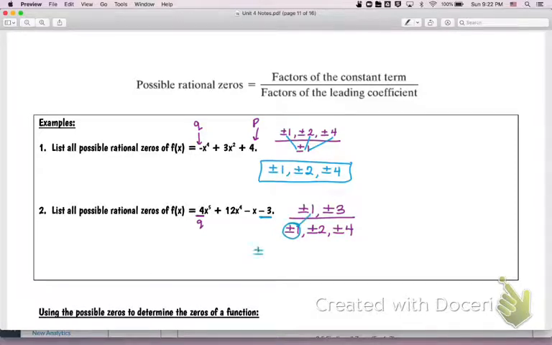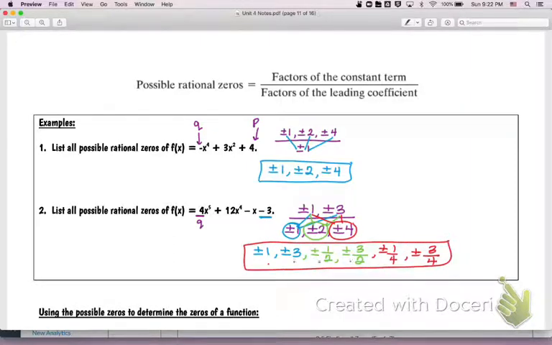1 divided by 1, that's plus or minus 1. 3 divided by 1, that's plus or minus 3. Now move on to the next denominator and do it again. 1 divided by 2, that's going to be plus or minus 1/2. And 3 divided by 2 is going to be plus or minus 3/2. And then we'll do the exact same thing with the last one. 1 divided by 4 is going to be plus or minus 1/4. And 3 divided by 4 is going to be plus or minus 3/4. So we have a total of 2, 4, 6, 8, 10, 12 possible rational zeros. Now again, 12 is a lot to guess, but it's a lot less than infinitely many choices and randomly guessing in the dark.